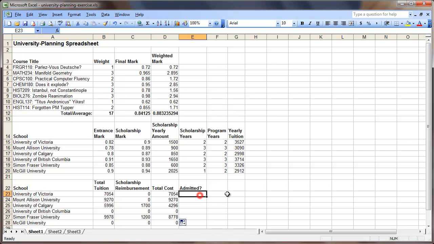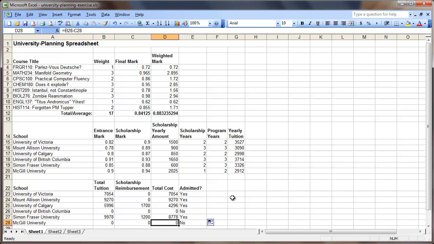So again, when we make a decision like that, it's the if function. And if that value is greater than 0, if that's true, then I want to put in a label. We put in labels by putting double quotes around them. If it's false, I want to put a no. Close my parentheses. And so that's a way of displaying text based on a rule. Very simply, but it works. So no, I did not get into UBC. No, I did not get into McGill.